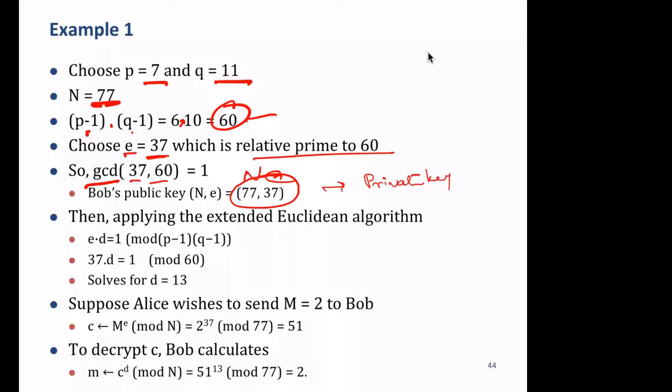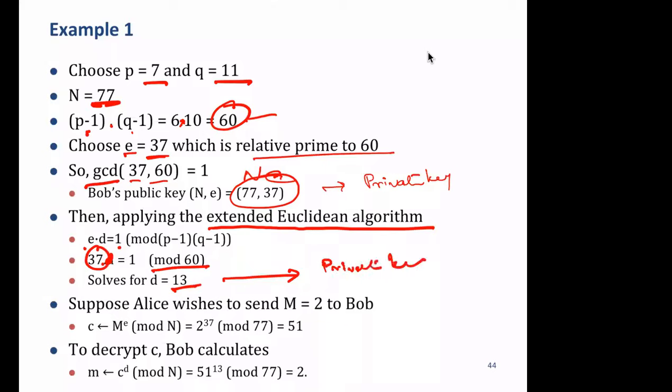Okay, so using the extended Euclidean algorithm, we can find D such that E times D is equal to 1 mod (P minus 1)(Q minus 1). E is 37, so 37 times D is equal to 1 mod 60. If you solve for the inverse of 37 mod 60, you will get D equal to 13. So this is Bob's private key.